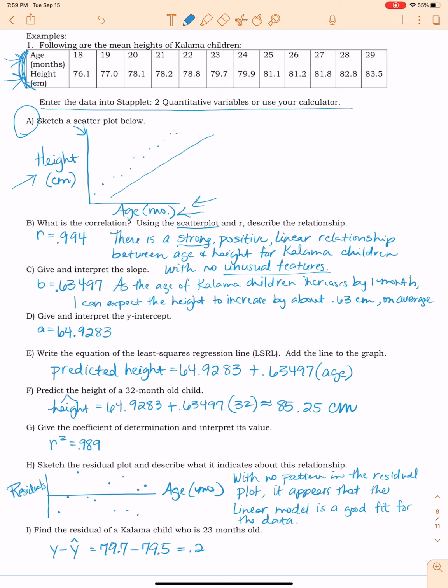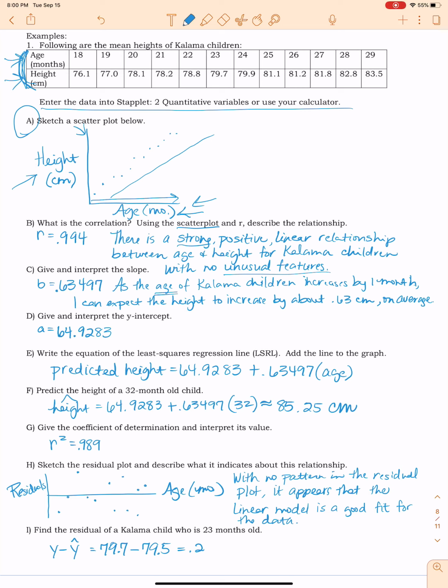Notice that I have mentioned the explanatory variable first because as we move from left to right along the x-axis, doesn't X always increase? The explanatory variable always increases. So as the age, in this case of Kalama children, increases by 1 month, so I'm always talking about the explanatory variable increasing by 1 unit.